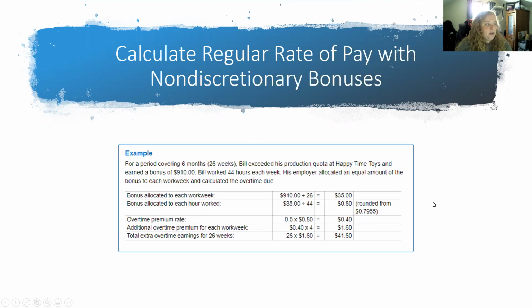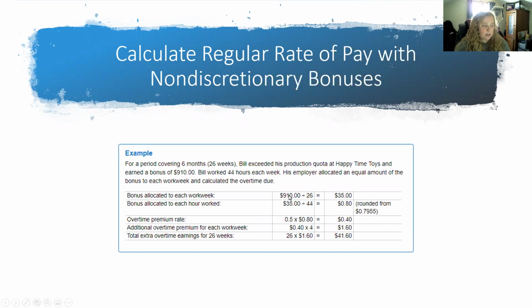So let's talk really quickly about calculating regular pay when there's a non-discretionary bonus involved. For example, we have a period covering 6 months or 26 weeks where Bill exceeded his production quota at Happy Time Toys and earned a bonus of $910. Bill worked 44 hours each week during the 26 weeks. His employer allocated an equal amount of bonus to each work week and then calculated the additional overtime that would have been due because of that increase in his regular rate of pay due to the bonus.